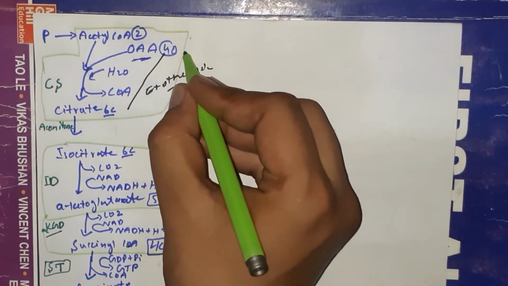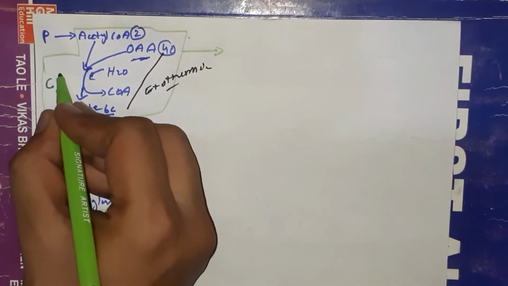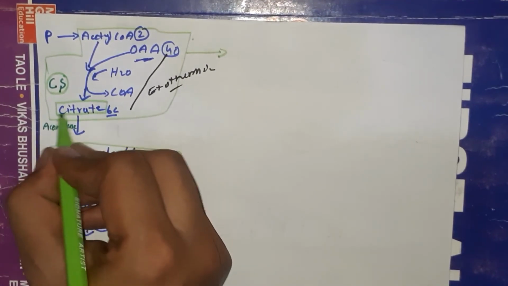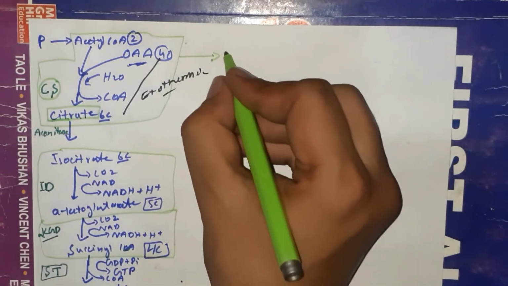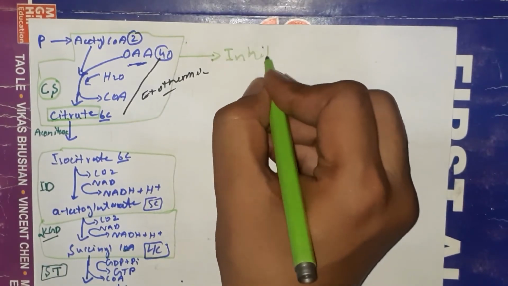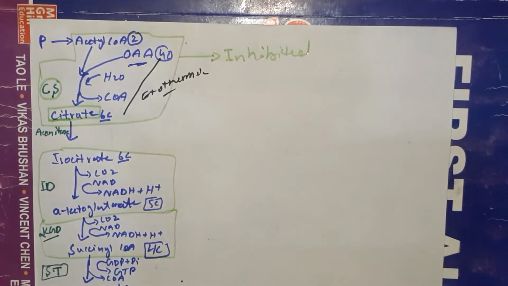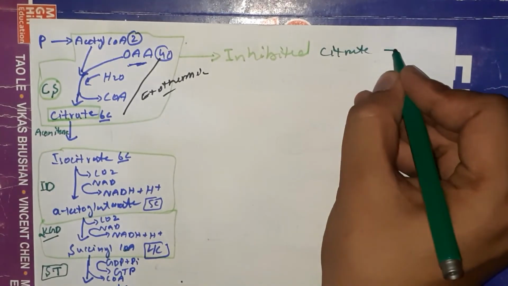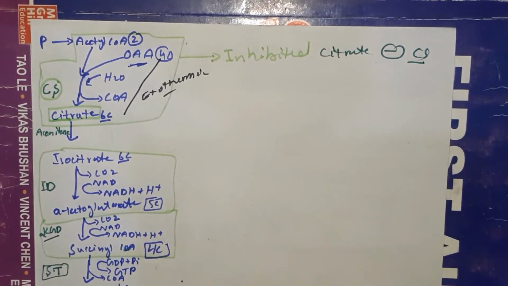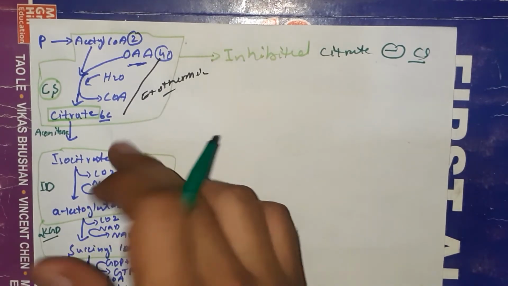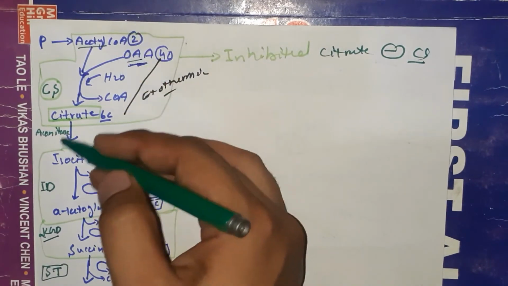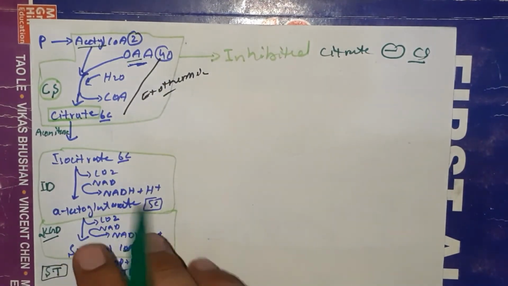The first step is regulated. In the first step, the reaction is catalyzed by citrate synthase enzyme, and the product of this reaction is citrate. So basically this step is inhibited by its product. The product of the reaction is citrate, and this citrate inhibits citrate synthase enzyme. So in this way, the step is regulated. Moreover, the availability of substrate also influences the first reaction. If substrate is surplus, the rate of reaction will be greater. If substrate is less, the rate of reaction will be less.